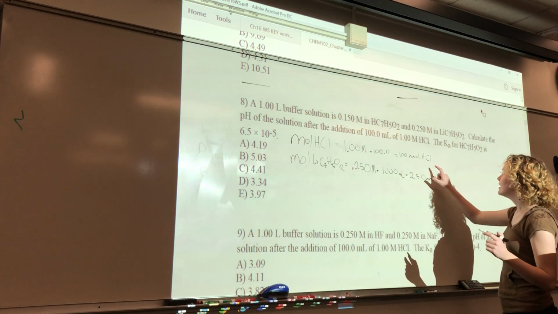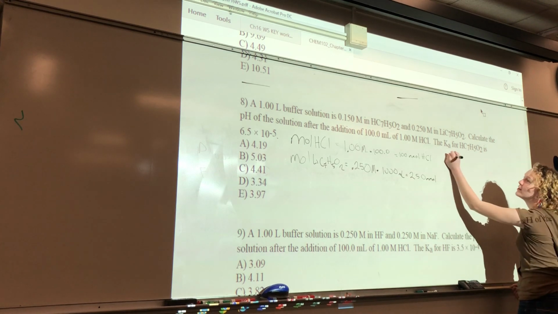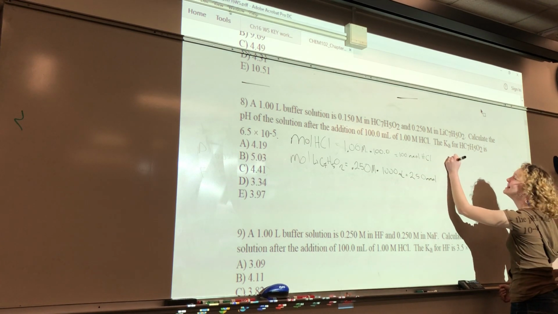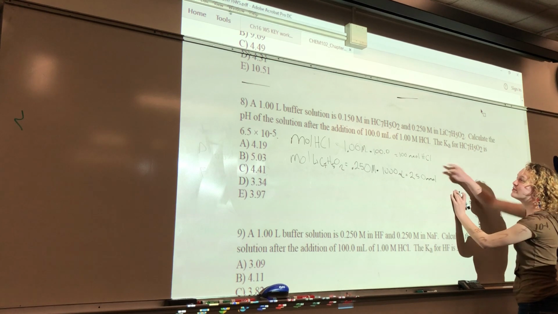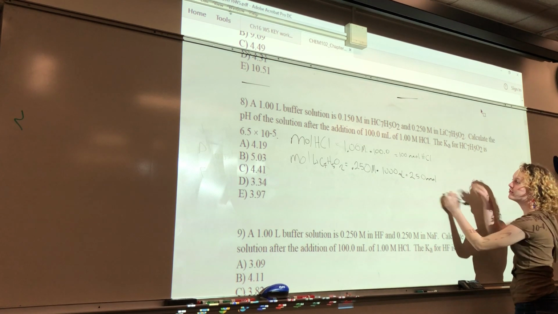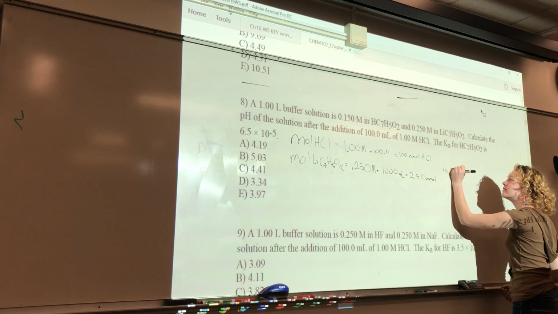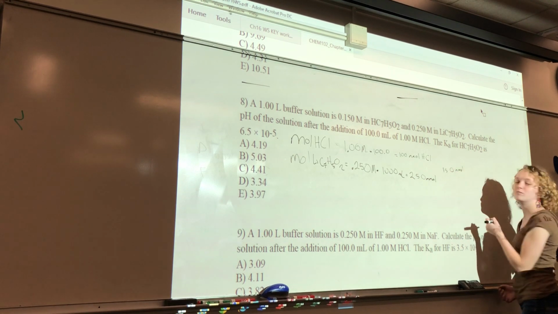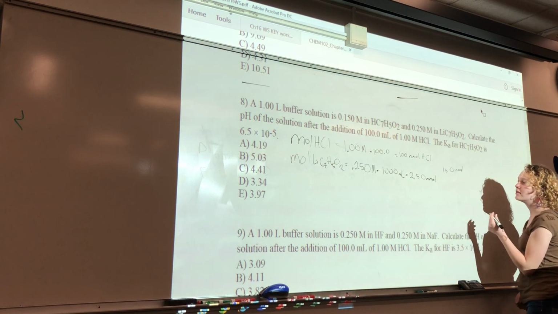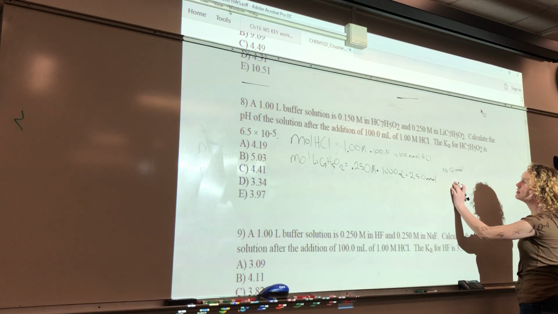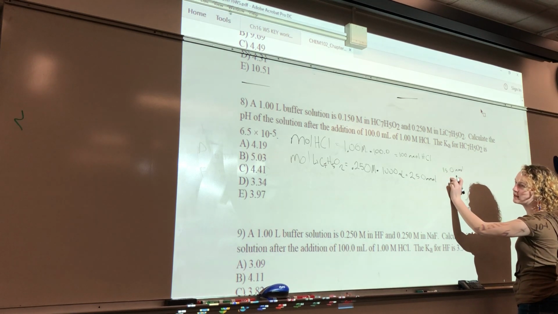So I should make a chart. I don't want to, though. If you could just kind of see it, because you just subtract the 2. So then you have 150 left. Do you guys see that? 150 millimoles of base left.